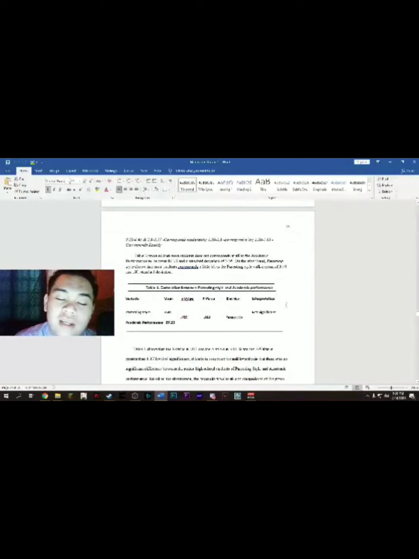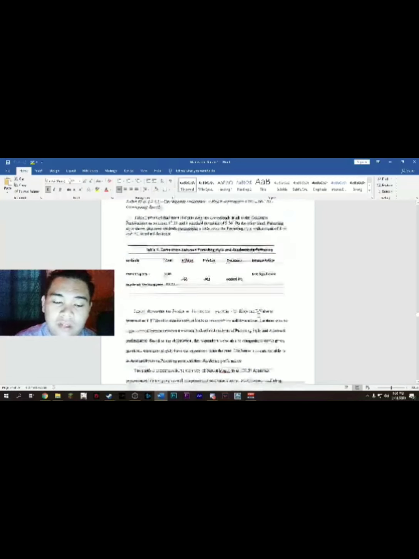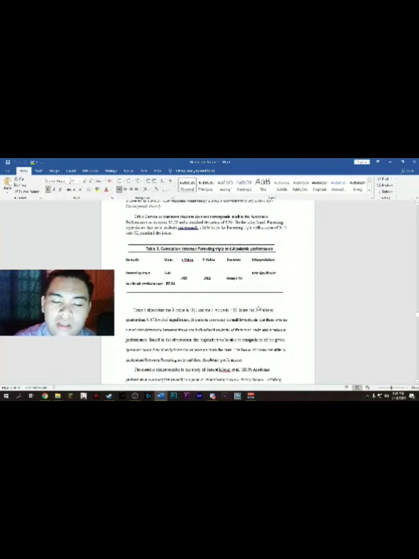And Table 3: correlation of parenting style and academic performance. Table 3 shows that the p-value is 0.011 and the r value is 0.4455. Since the p-value is greater than 0.07, the level of significance, it leads to accepting the null hypothesis. There was no significant difference between the senior high school students' parenting style and academic performance.